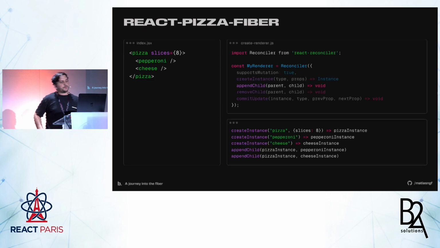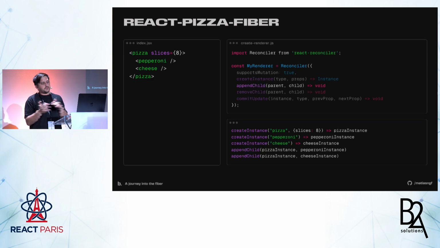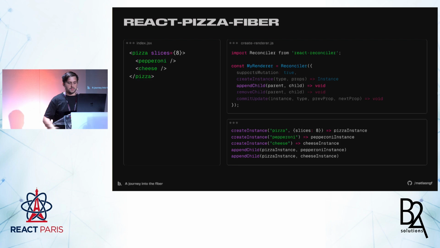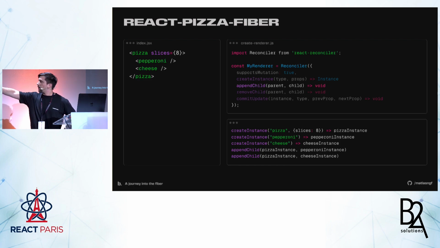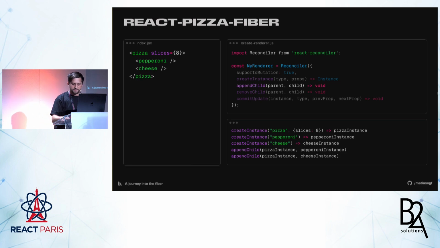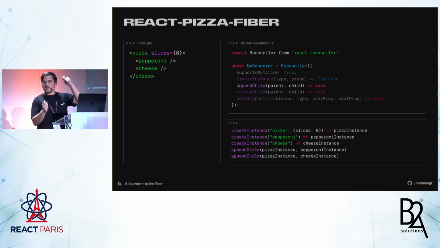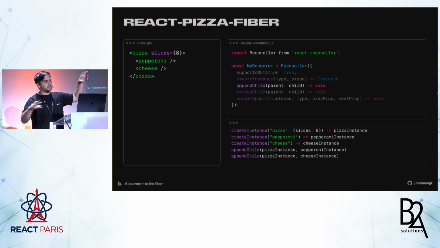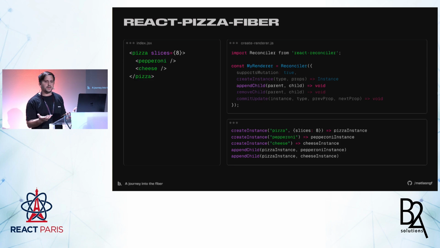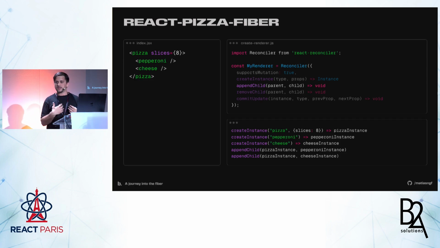And then the renderer says, hey, OK, the pepperoni and cheese are inside of the pizza, so I'm going to run the appendChild function. In this case, the parent is going to be the pizza instance, and the children are going to be pepperoni and cheese. And we can do whatever we want with that. If we are creating React DOM again, we're going to append the HTML elements and start building a tree. But if we're creating a different kind of renderer, that will be very different for our case.